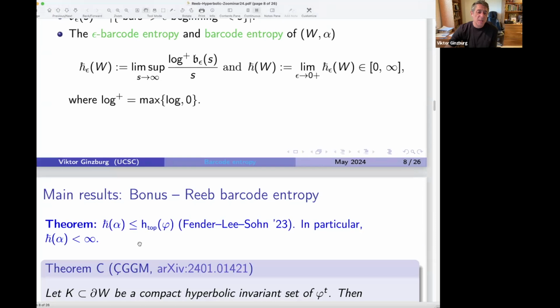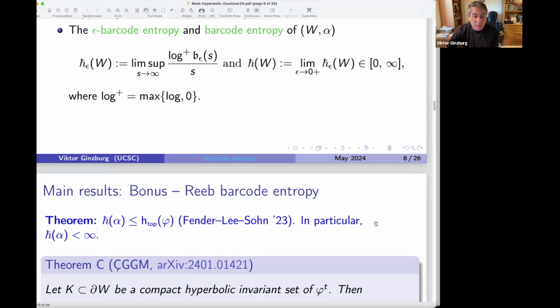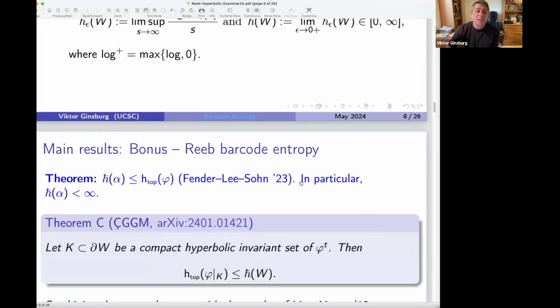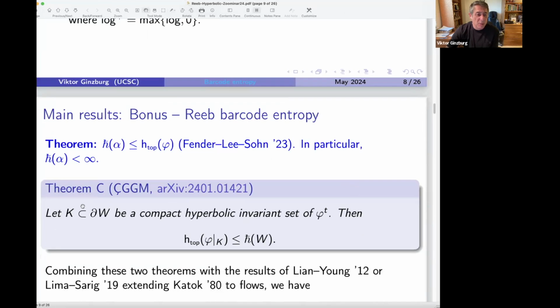So there is a theorem of Enderle and Sol in 23, which says that the barcode entropy bounds from below the topological entropy of the flow. In particular, it is finite. And a consequence of the methods we use for proving the previous two theorems is that whenever the flow has a compact hyperbolic invariant set, then the topological entropy of the restriction to this set bounds the barcode entropy from below.